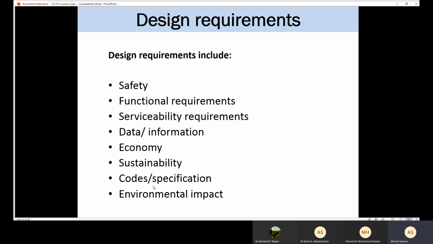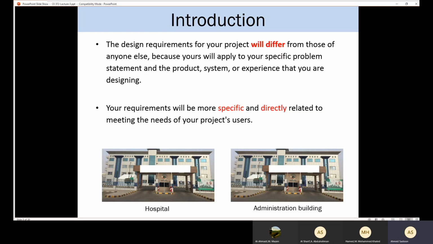We have the codes and the specifications. The codes and specifications help us to regulate our work and provide standards for your project. So you need to decide which code and specification should be used for your project or your solution.